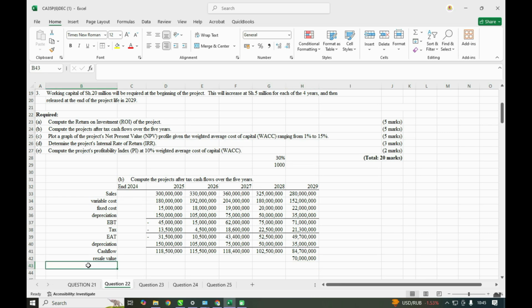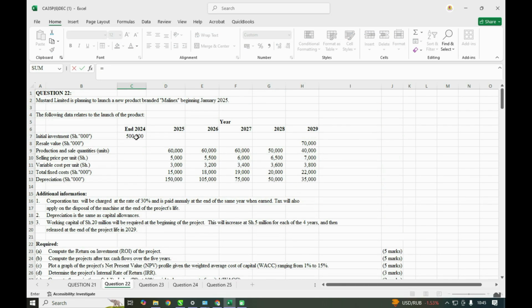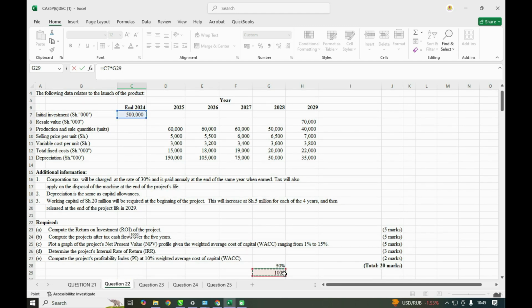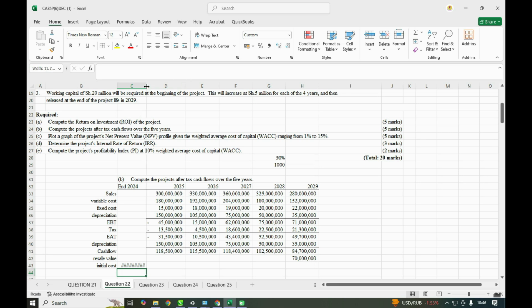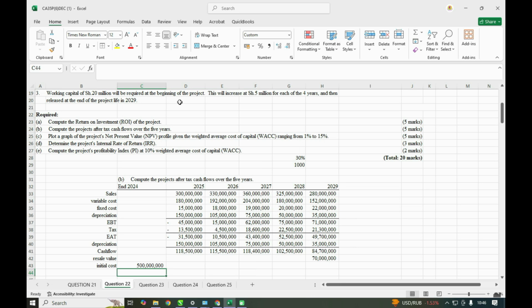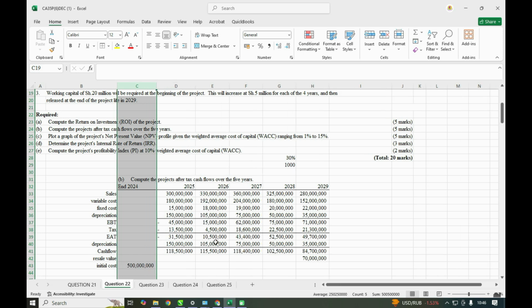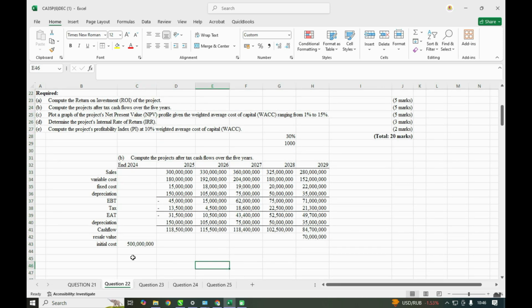Then we have our initial cost, the project cost, initial investment in year 0, or end of year 2024, 500. But again, we multiply by 1,000 because they are shillings in 1,000. That way. I'll just adjust it. That one is enough. So that is our initial investment.